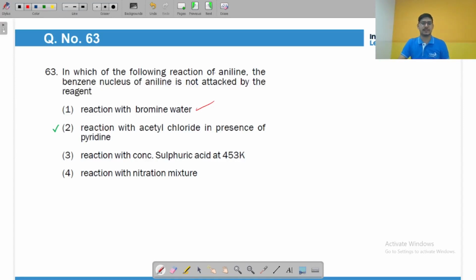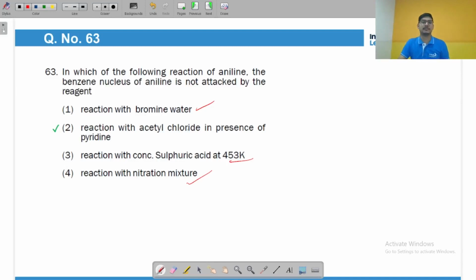So when you carry out the reaction of aniline with bromine water, yes, three bromine atoms get attached on ortho and para positions. In conc. sulfuric acid, yes, first a salt is formed and heating leads to the rearrangement, migration of the sulfate ion to the para position. And as far as nitrating mixture is concerned, yes, if you carry out the nitration of aniline, then you get a mixture of ortho, meta, and para products, right?